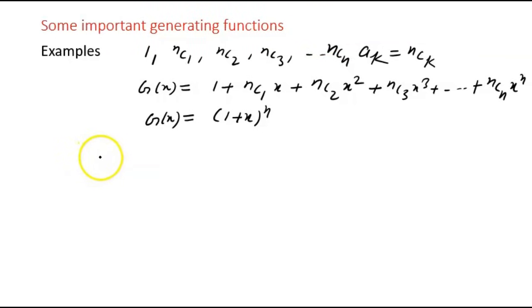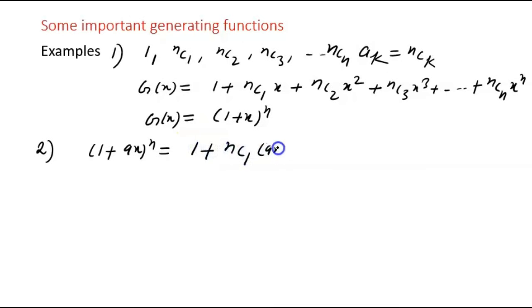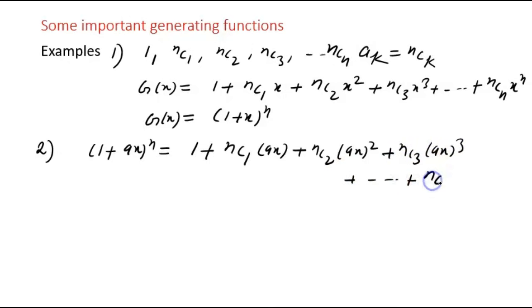Similarly, suppose I take the second example, where I am taking (1 plus ax) to the power n. In this case, if I write the expansion, what will it be? The expansion will be 1 plus nC1 into ax plus nC2 into (ax) square plus nC3 into (ax) cube and so on up to nCn (ax) to the power n. I hope you understand this: if this is the binomial expansion and I have power n, then the expansion will contain n plus 1 terms.